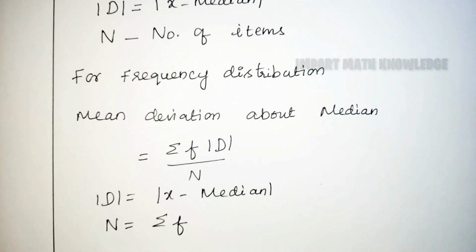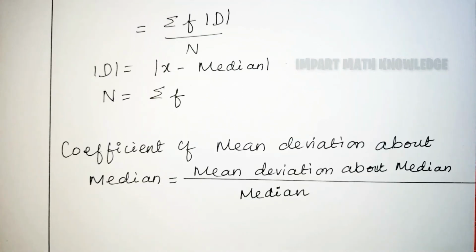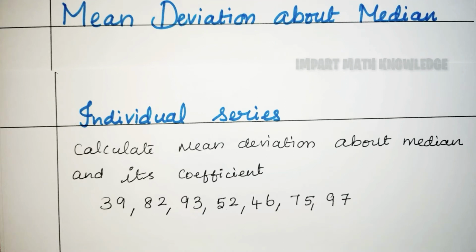When it comes to the frequency distribution, mean deviation about median is equal to summation f modulus of d divided by n, where mod d is equal to mod x minus median. N is equal to total frequency. Coefficient of mean deviation about median is equal to mean deviation about median divided by median. Calculate mean deviation about median and its coefficient for individual series.